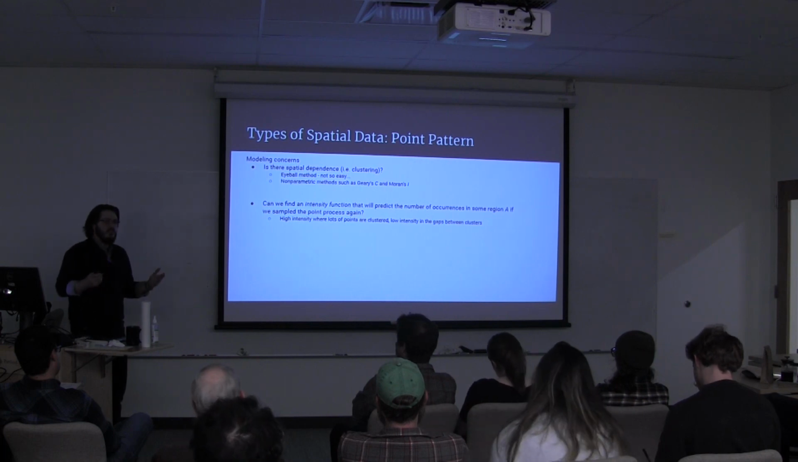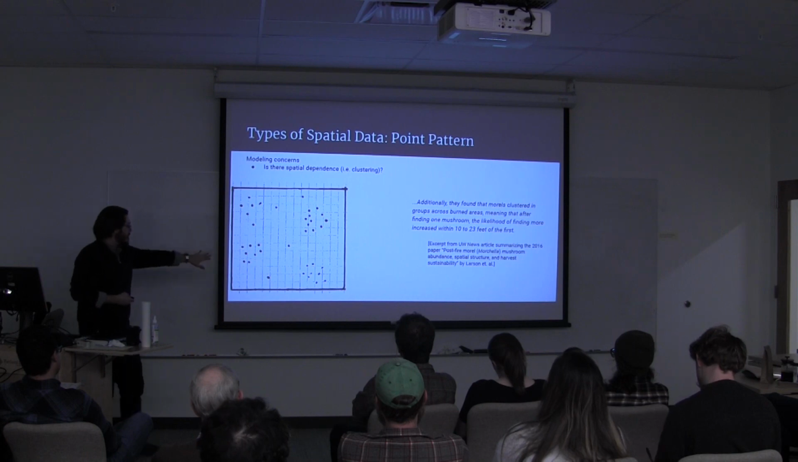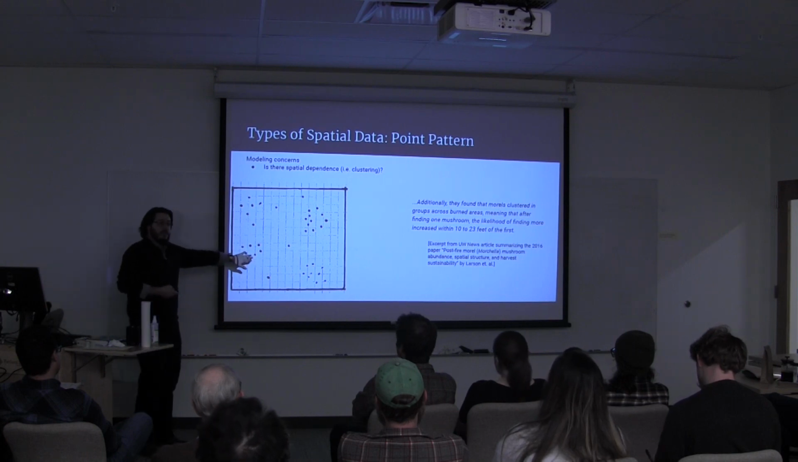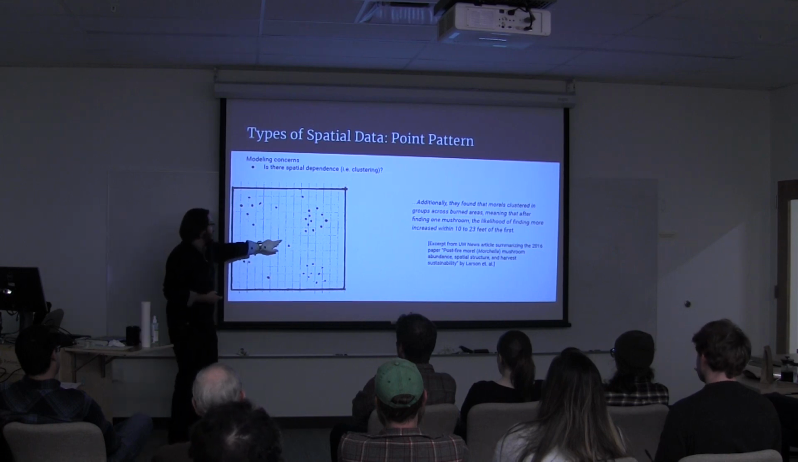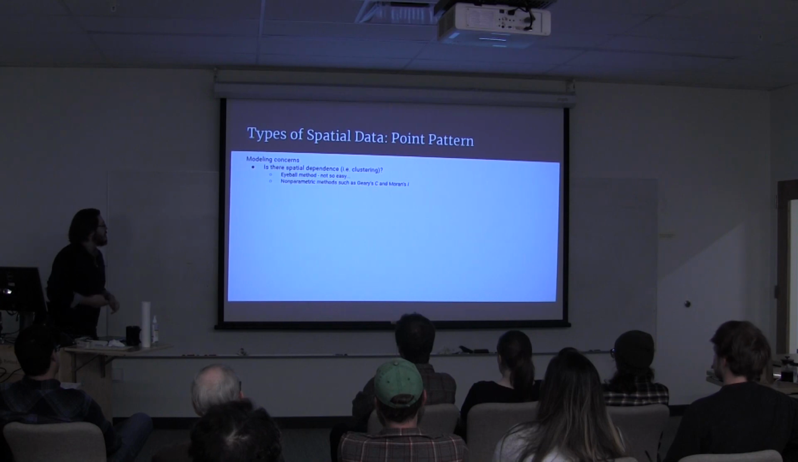If we were to sample that point process again, if we were to come back after the next burn and look for morels, where should we look? Where should we expect to see another point process be focused? So we wouldn't want to look over here. We would want to look over here. And so we want to build that intensity surface to help us predict.